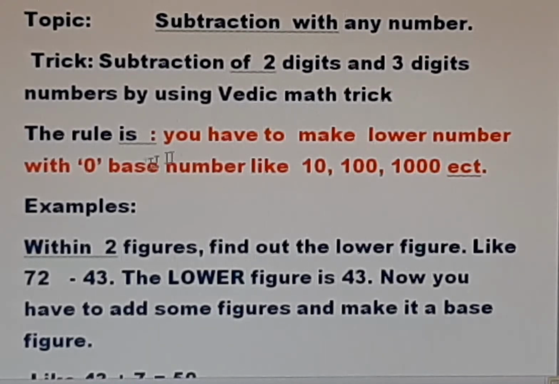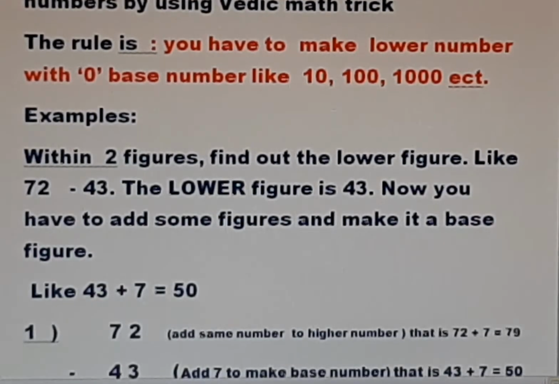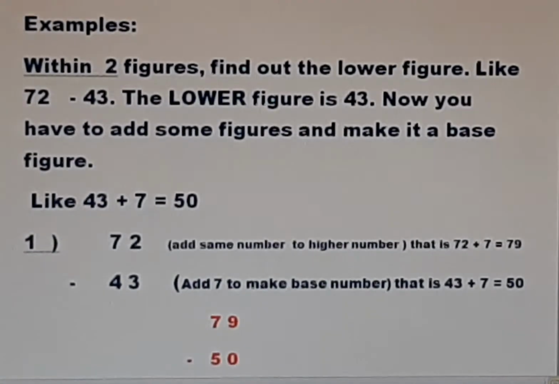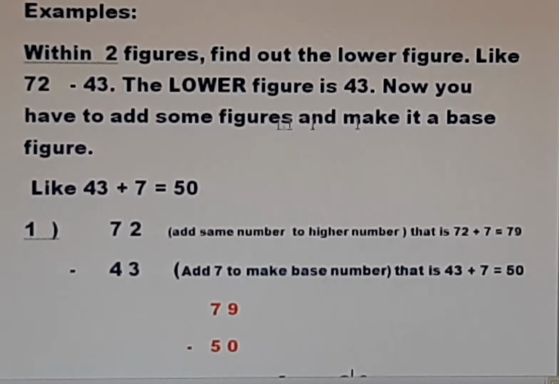For that the rule is you have to make the lower number into a base number. A base number is a number with 0, like 10, 100, 1000. With this figure the 0 should be there. That means you are making a base number. So we will go with some examples.